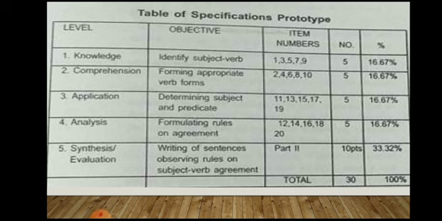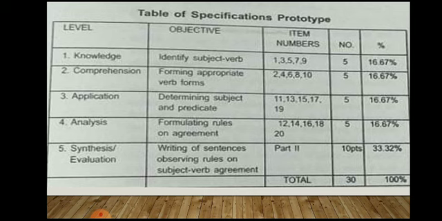In the objective, the students must identify the subject and verb in the knowledge level. In the comprehension level, the students must form the appropriate verb forms. Then this knowledge level can be found in item numbers 1, 3, 5, 7, 9. Then this comprehension level in 2, 4, 6, 8, 10. So let's proceed to the next column, the number of points. So the total number of points in the knowledge level is 5 points. The comprehension level is 5 points.